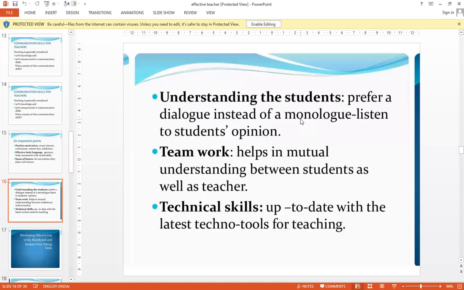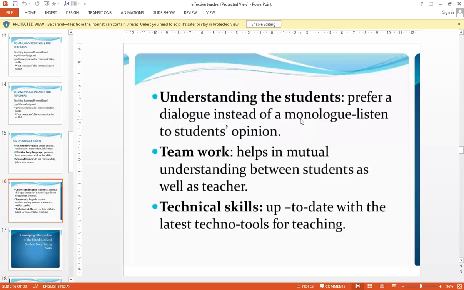Next, teamwork also plays an important role. It helps in mutual understanding between students as well as teachers. It also opens the opportunity for students to ask appropriate questions, to articulate problems, and to solve problems and issues in their life. It also helps the learners to engage with each other and to think collaboratively. So teamwork plays an important role.